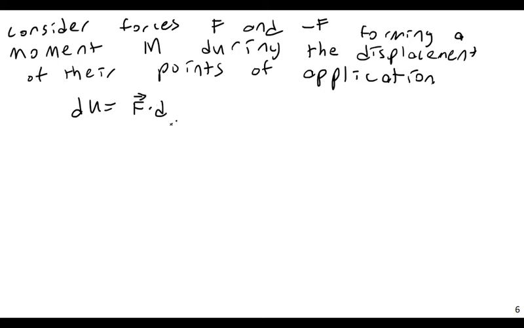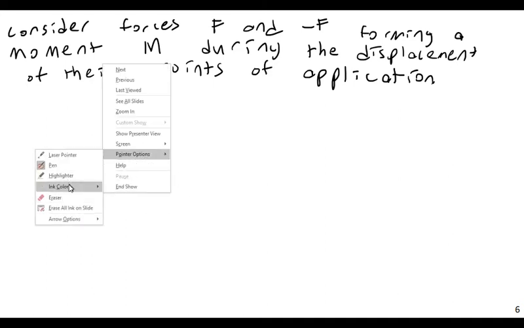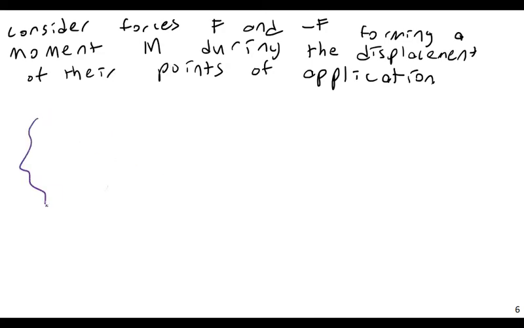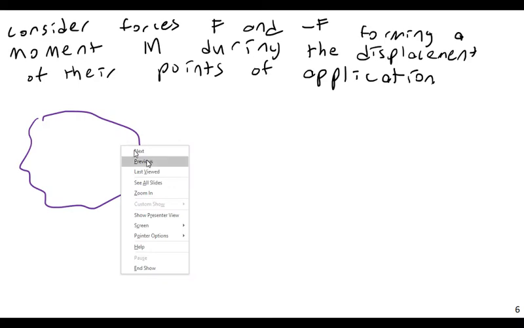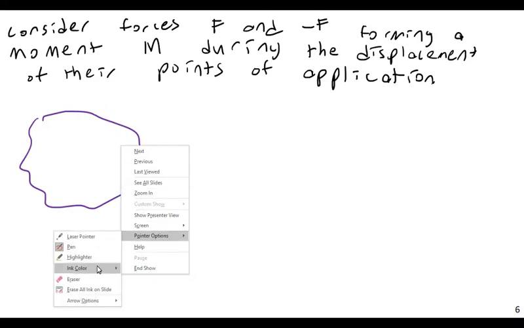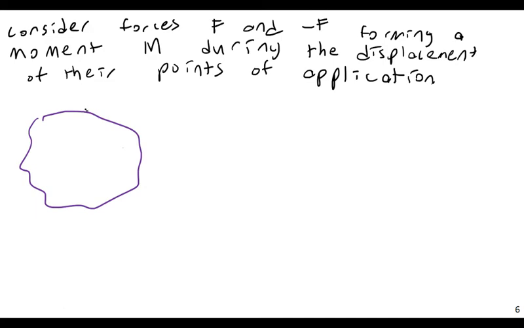F dot dr1 minus F. Actually, let me draw this out first. I think that might help a little bit more. So again, I'll draw out a potato. I have a nice graphic for this I can draw out. So let us say I have A and B, and then I have A prime and B prime.